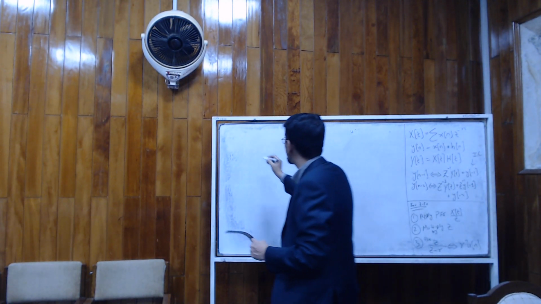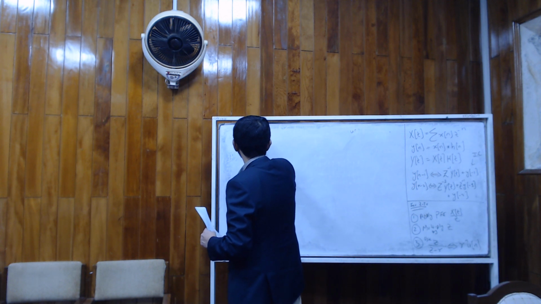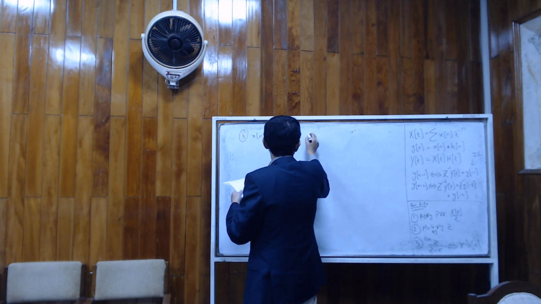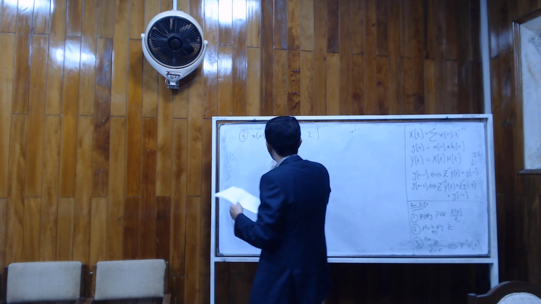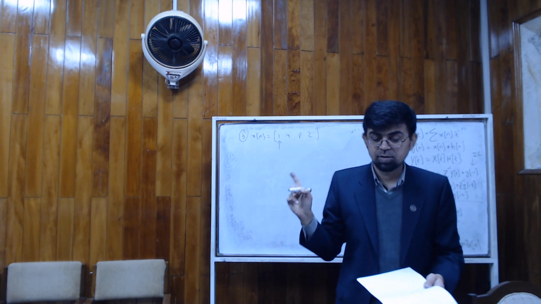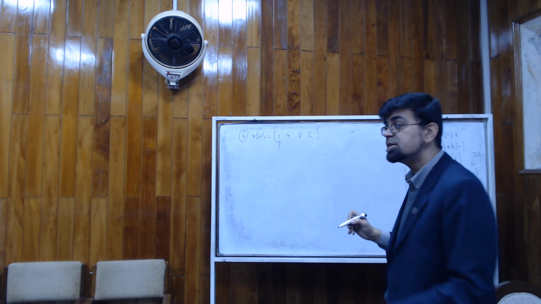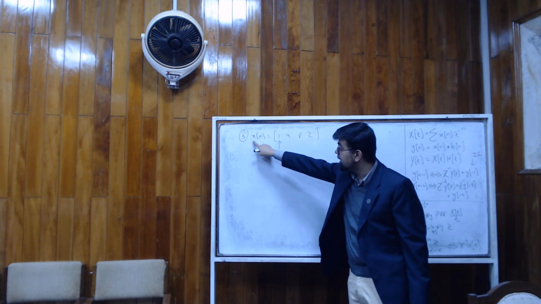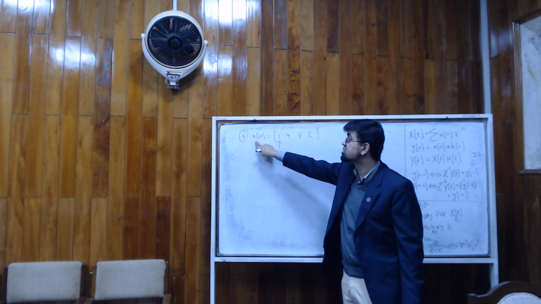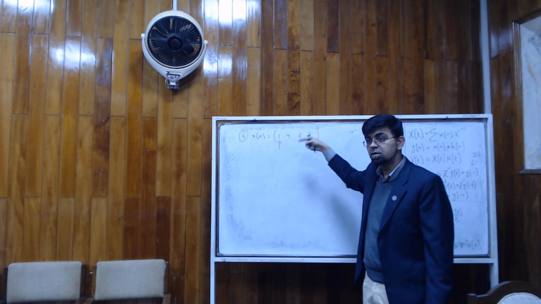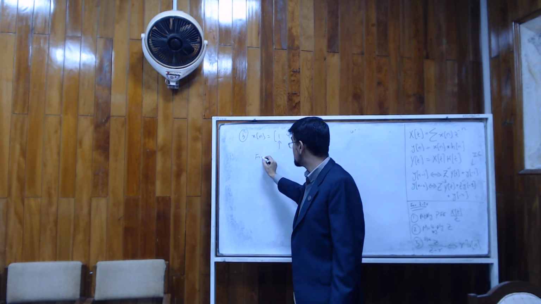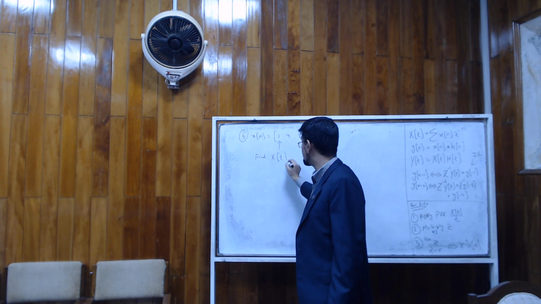Let's say you are given a sequence 1 4 8 2 and the arrow is here. Does anyone remember this? Origin 0. When n is 0, this represents x0. So I'm saying x0 is 1, x1 is 4 and so on. Find X(z).